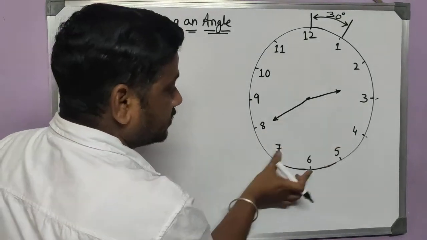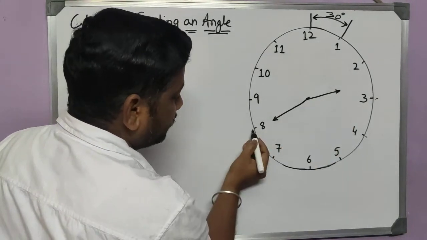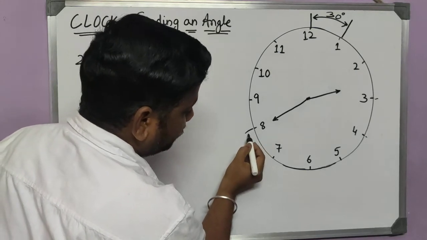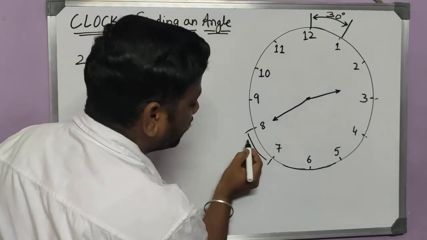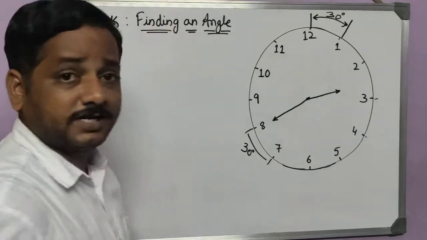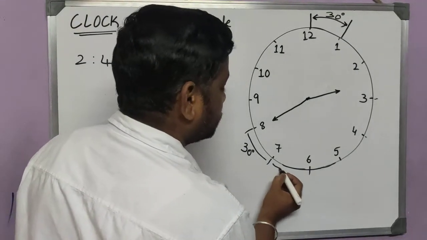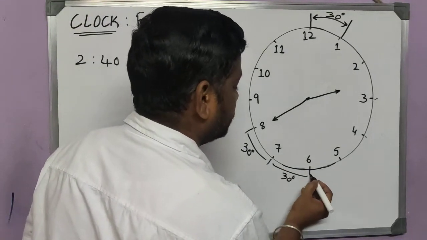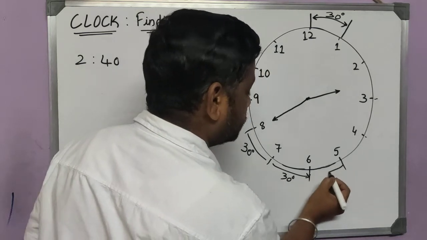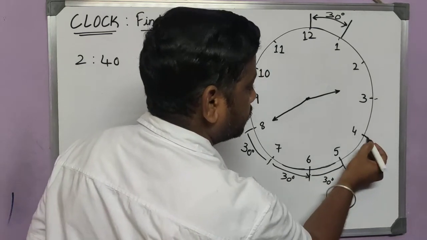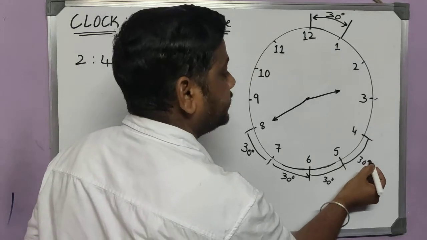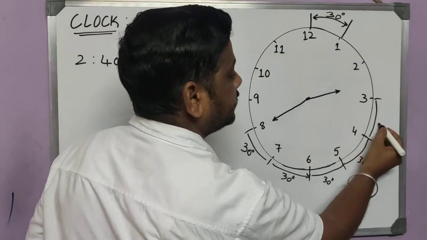And here, what are the sectors we are getting in between these two? See, from 8 to 7, this is one sector wherein I can consider this as 30 degrees. And this is another sector coming in that, so 30 degrees plus 30 degrees, plus we have another sector here, 30 degrees. So we have another sector, this is also 30 degrees. Even this is also 30 degrees.